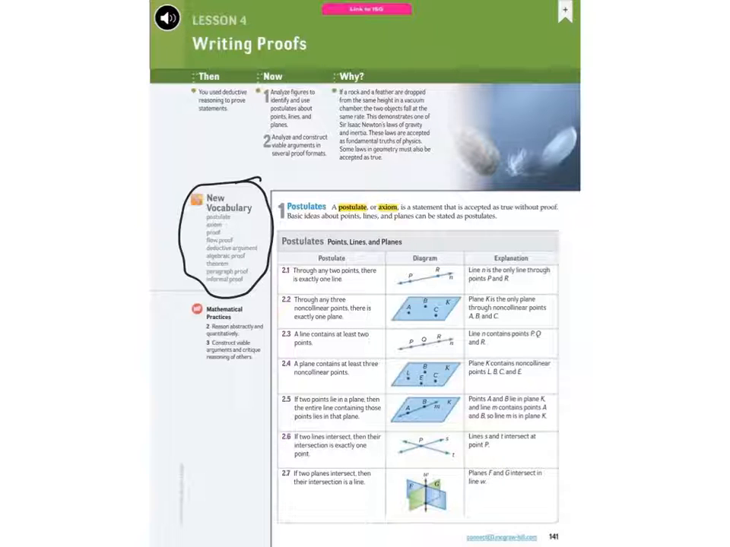Is a postulate or axiom. That's a statement that's accepted as true without any proofs. Okay, so let's have a look at 2.1, and you don't have to remember the numbers, you just have to remember how to apply them. Okay, through any 2 points there is exactly one line. That's what you were doing in 1.1. Okay, through any 3 points that are non-collinear there is exactly one plane. Remember from 1.1 you were writing 3 letters for a plane, etc.